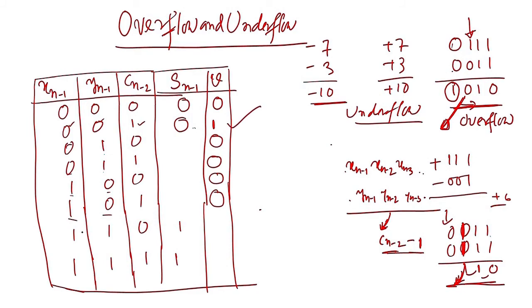Now, we have to identify this in the two scenarios. If you add two negative numbers and C(n-2) is 0, then is there overflow or not? Let us take an example, adding minus 7 and minus 7. As we know, even though we do minus 7 minus 2, there is underflow, because here you can represent numbers from minus 8 to plus 7.